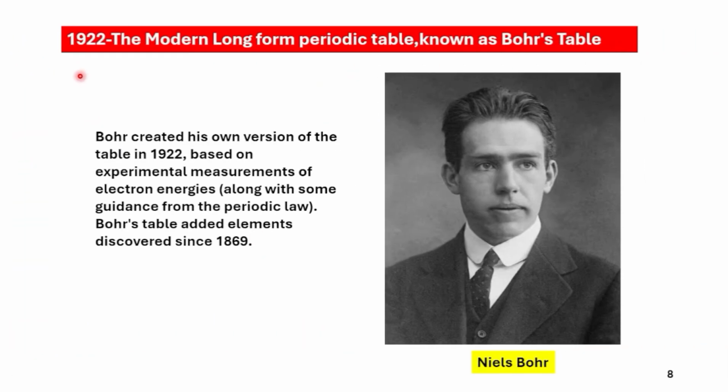Now, in 1922, the modern long form of periodic table came into the picture. That is also known as Bohr's table, because Bohr created his own version of this table in 1922, based on experimental measurements of electron energies, along with some guidance from the periodic law. So Bohr's table added elements discovered since 1869.